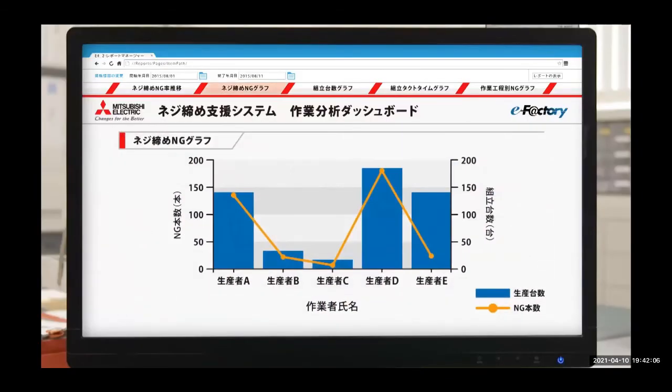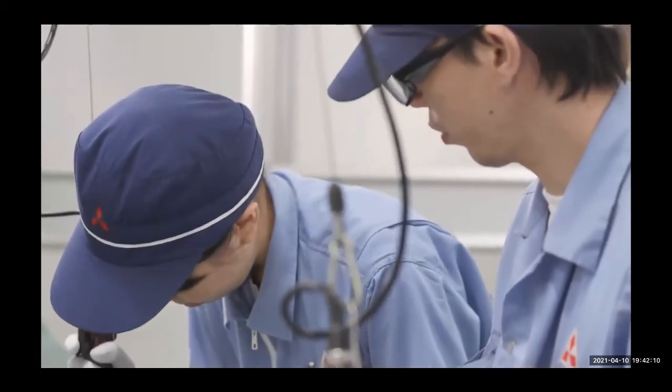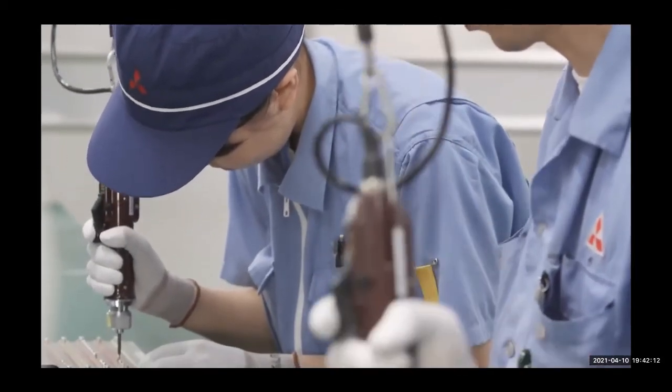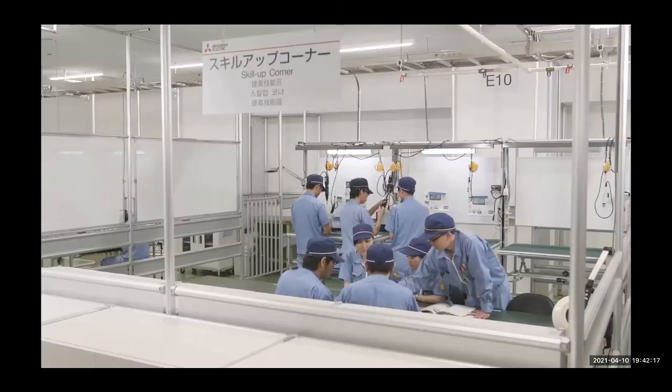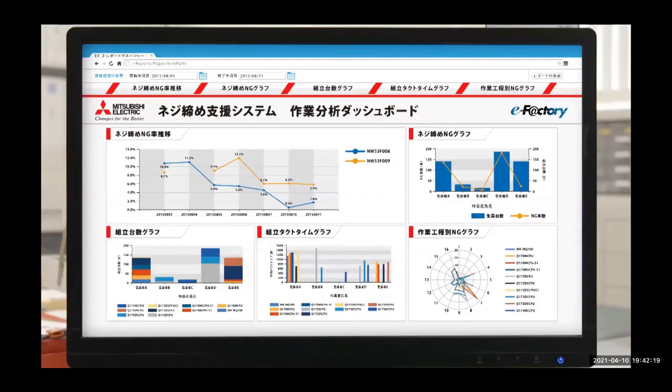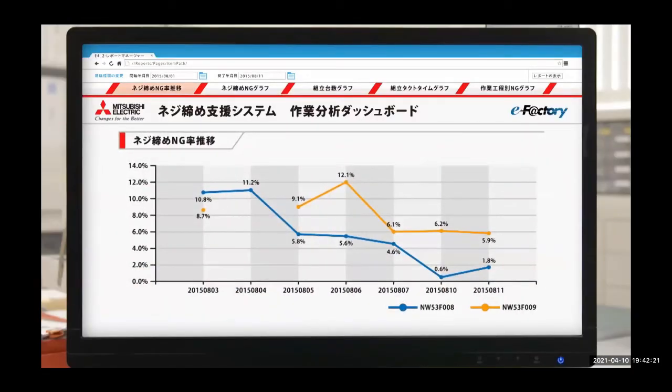The number of improperly tightened screws can be displayed for each worker. Effective training can be offered to workers who often cause screw tightening defects. The quantitative data is automatically collected, and the effect of the training can be checked at a glance.